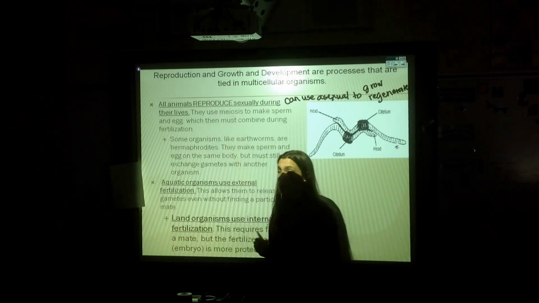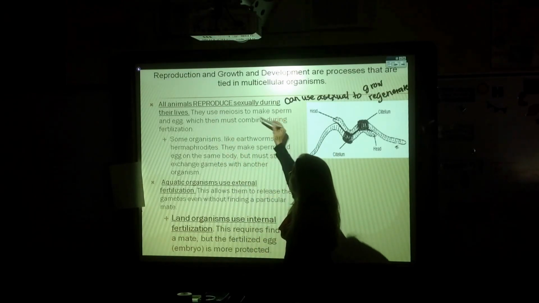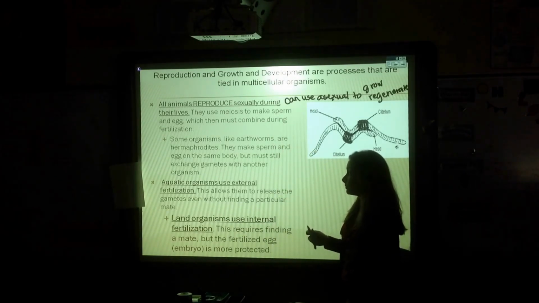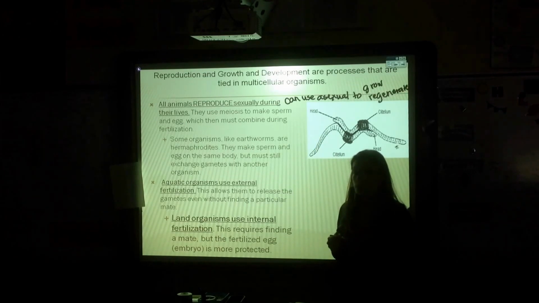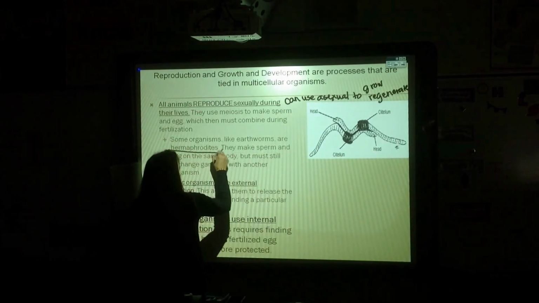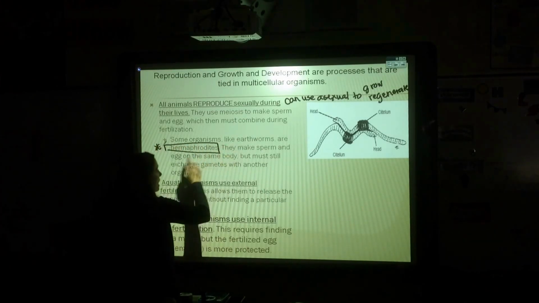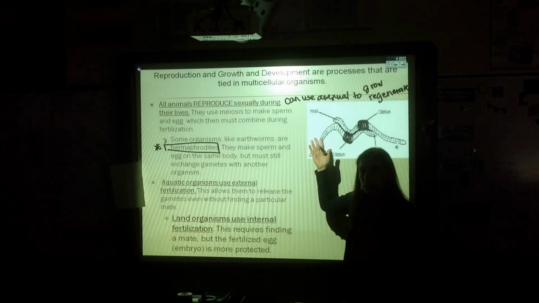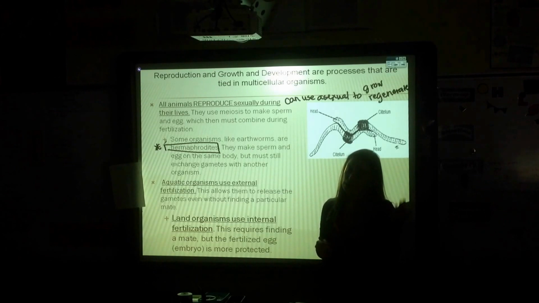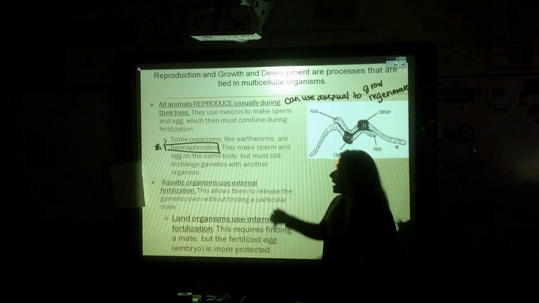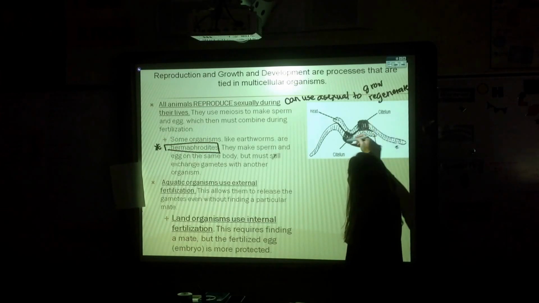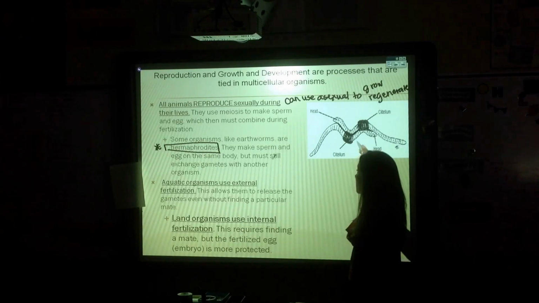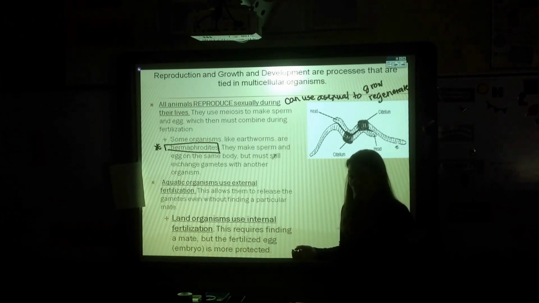They reproduce using meiosis. They use meiosis to make sperm and egg, which then must combine during fertilization. Some organisms, like earthworms, are what are called hermaphrodites. Hermaphrodites make sperm and egg on the same body. So they're not male or female. Earthworms come in just one form, but they can make sperm and egg on the same body. However, they still have to exchange gametes with another organism. So they can't sexually reproduce all on their own. They still have to find a mate, but any earthworm will do.